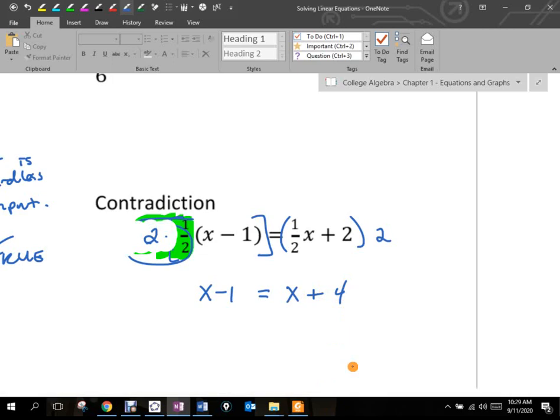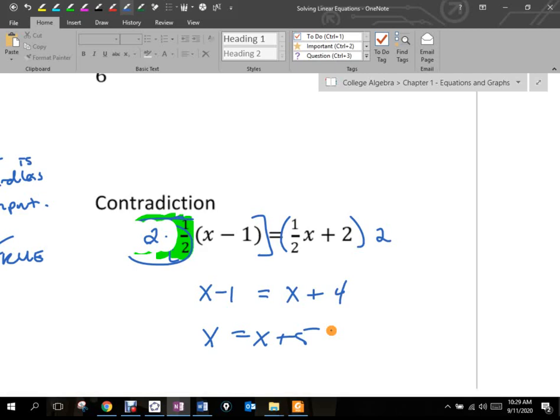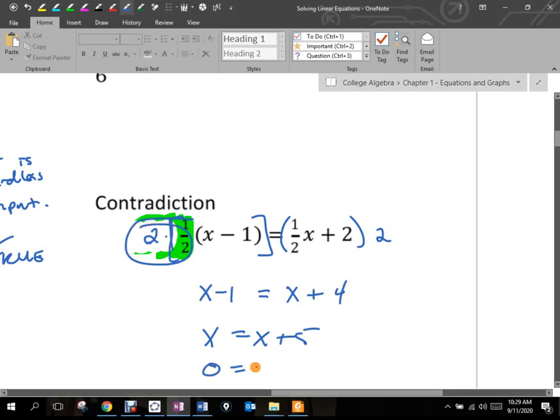Okay, now there's no wrong answer to what we do next, but what is an option? Add 1 to both sides. So I get x equals x plus 5. What next? Subtract x from both sides, right? So if I subtract x from both sides, I would get 0 equals 5.